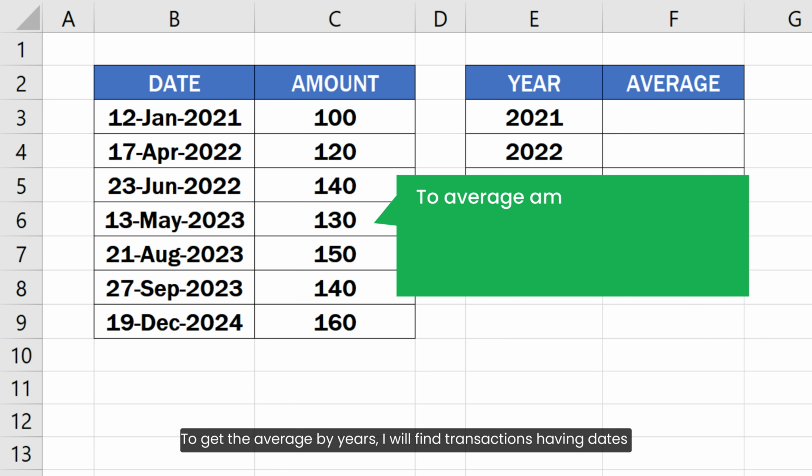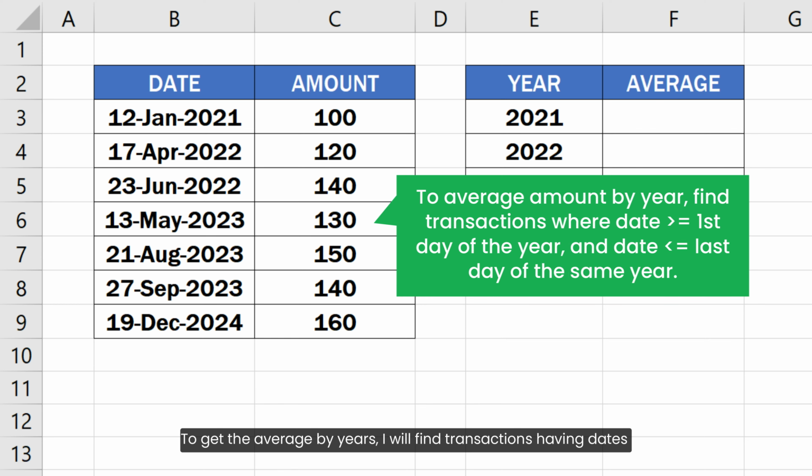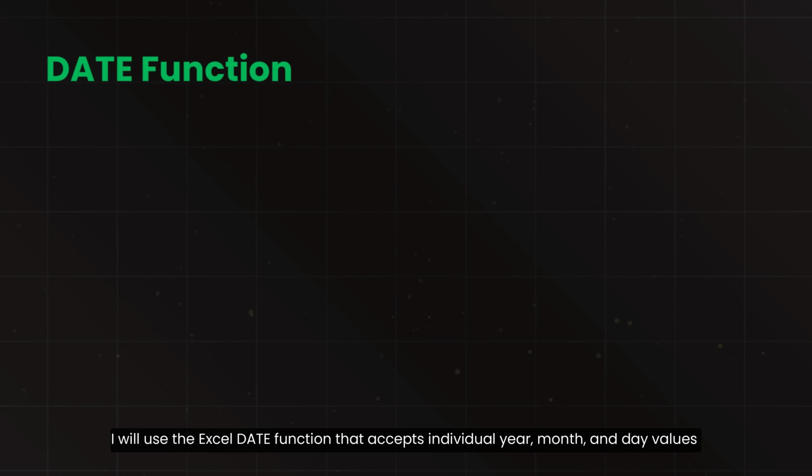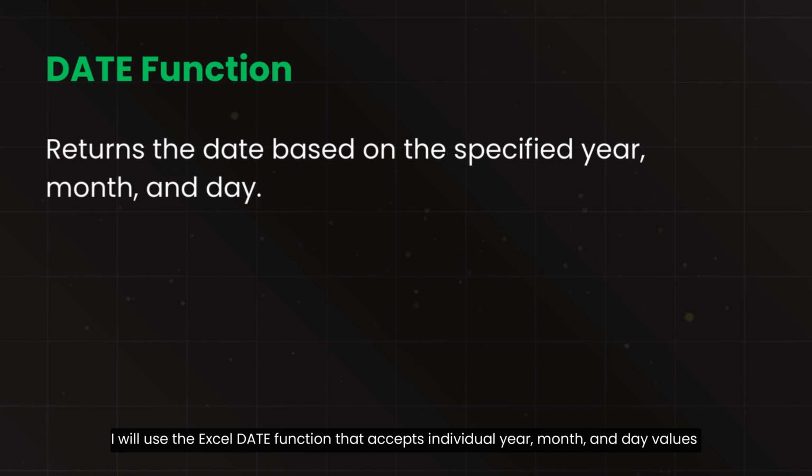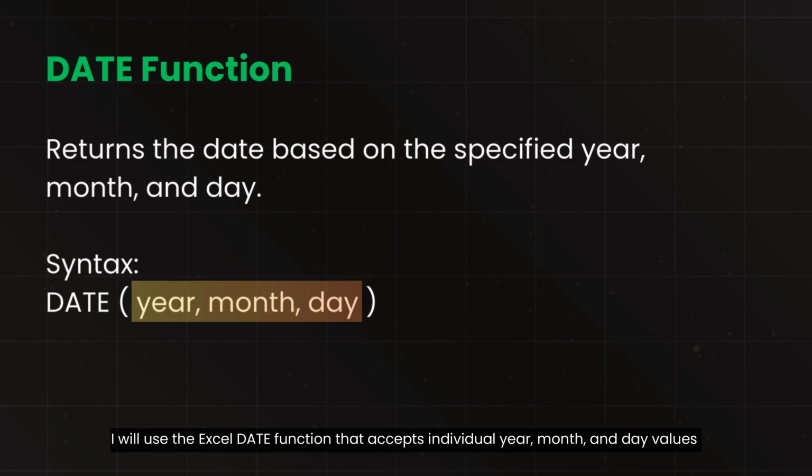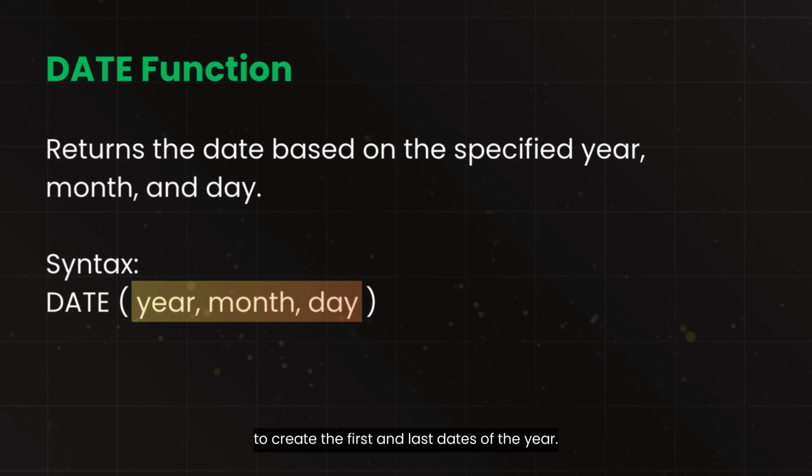To get the average by years, I will find transactions having dates greater than or equal to the first day of the year, which is 1st January, and less than or equal to the last day of the year, which is 31st December. I will use the Excel DATE function that accepts individual year, month, and day values to create the first and last dates of the year.